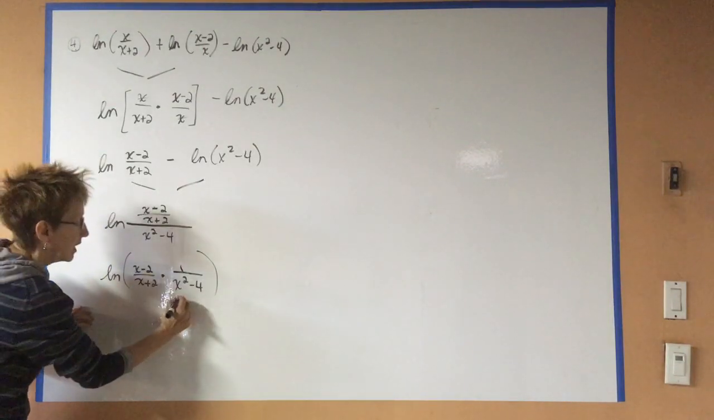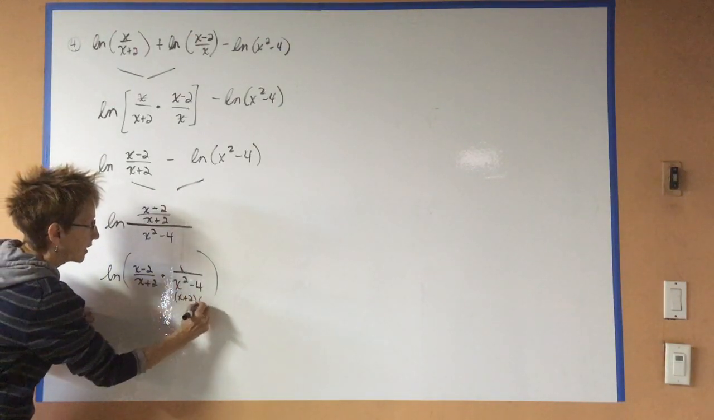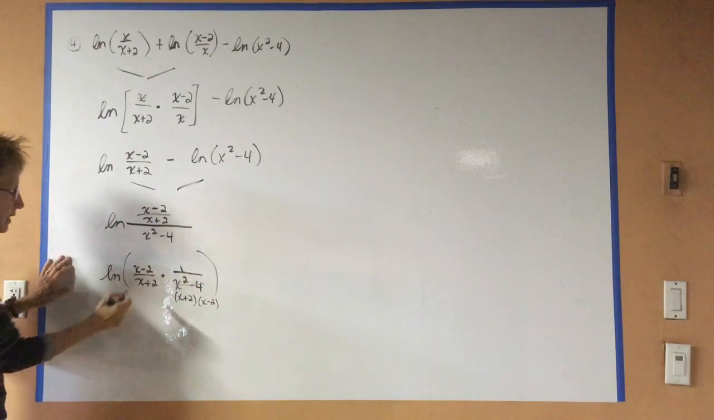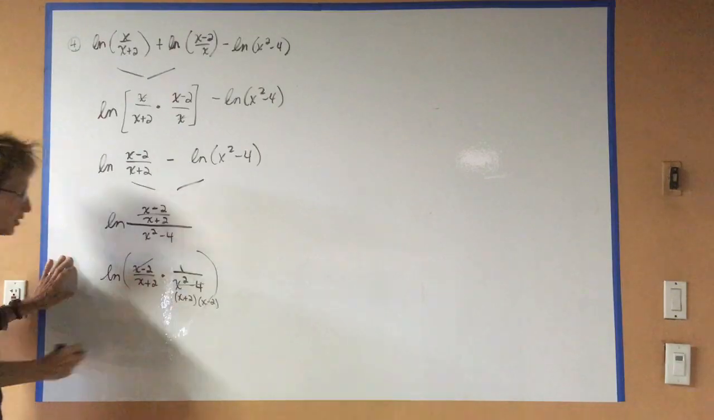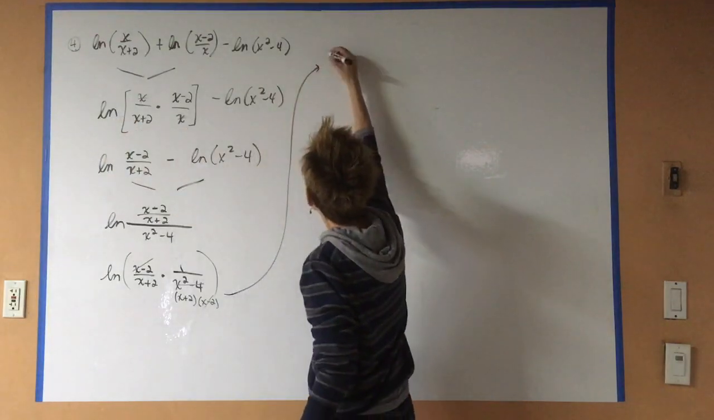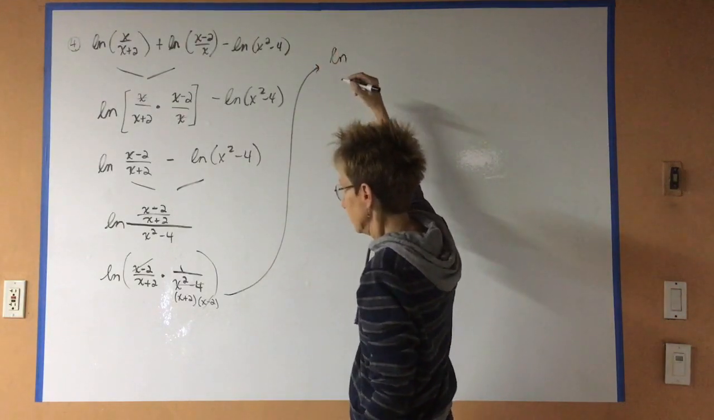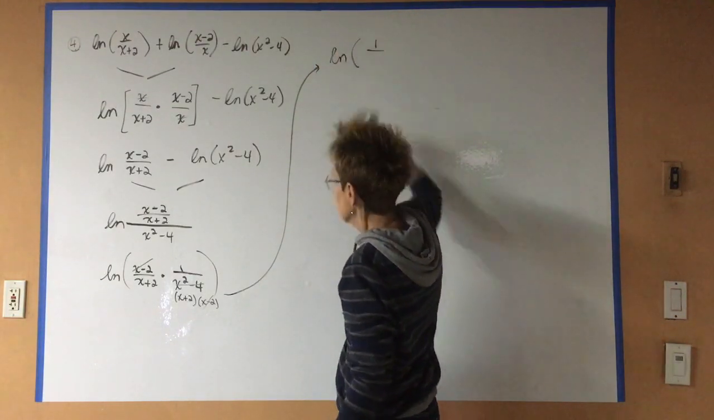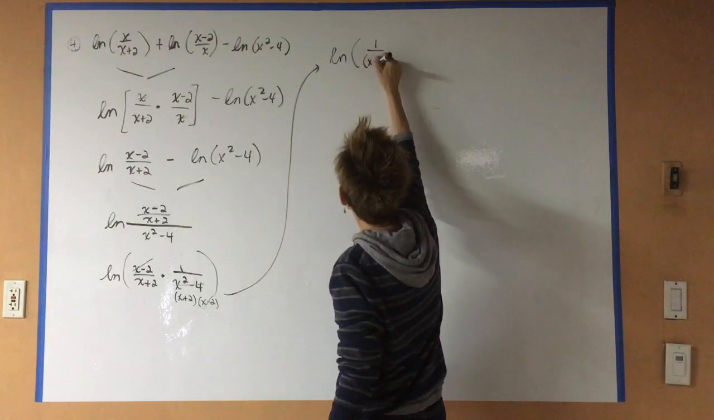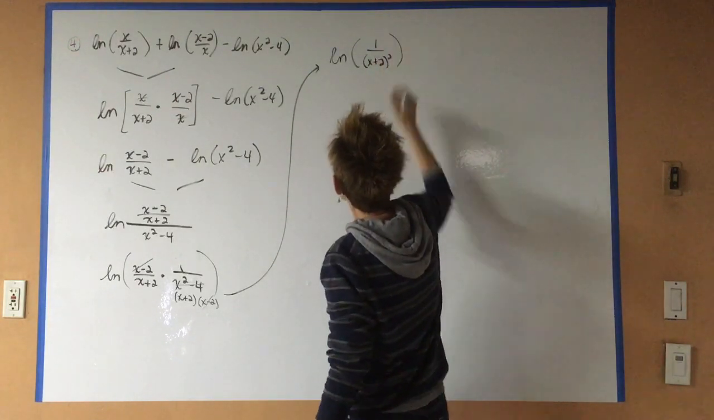So this is x plus 2, x minus 2, right? So can I cancel anything? I can get the x minus 2's to cancel. So that's cool. So I end up with ln of, what's on the top here is a 1, and on the bottom is an x plus 2 squared. x plus 2 times x plus 2.